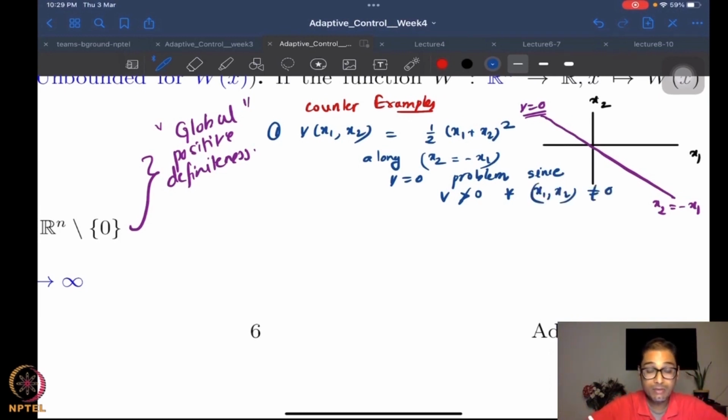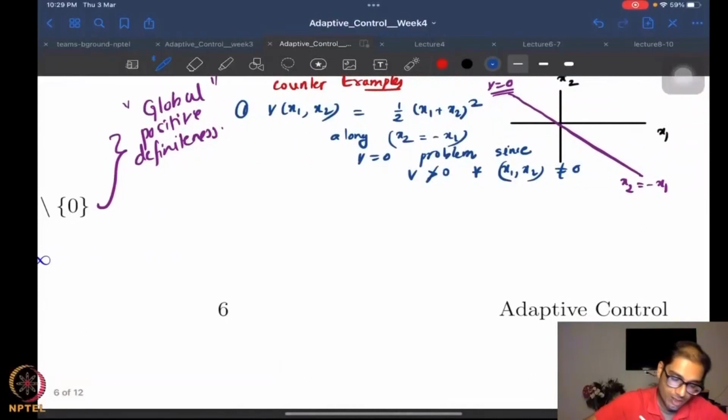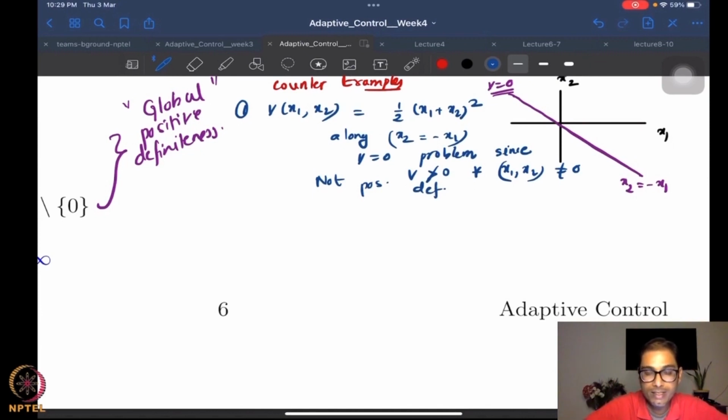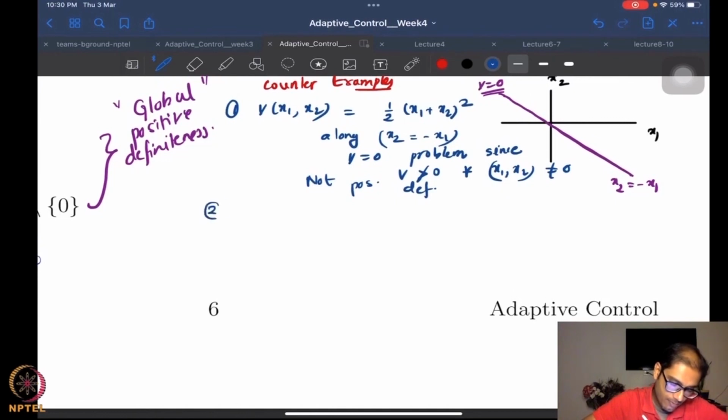In fact, there is a line which can go all the way from 0 to infinity and minus infinity, where V is in fact not positive at all. It's exactly 0. Therefore, V is not even satisfying the first 2 conditions, right? So you can very safely say it is not positive definite even. So forget radial unboundedness. This function is not even positive definite. Definitely doesn't work.